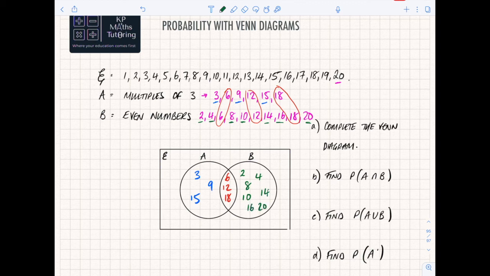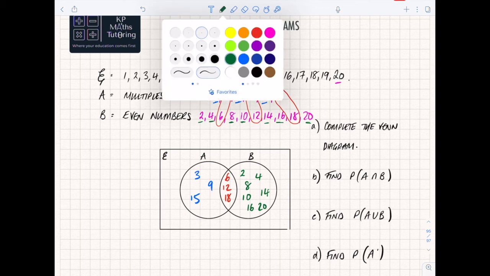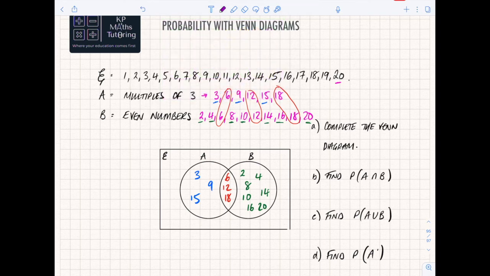What I'm then going to do is go to my original list at the top here, and I'm going to cross off the values that I've already dealt with. So I've already dealt with 3, I've already dealt with 2, I've already dealt with 4, 5 I haven't put in anywhere, so I'm going to leave that there. I've dealt with 6, I haven't dealt with 7 yet, 8 is in there, 9 is in there, 10 is in there, 11's not, 12 is in there, 13's not, 14's in there, 15 is in there, 16 is in there, 17's not, 18's in there, 19's not, and 20's in there.